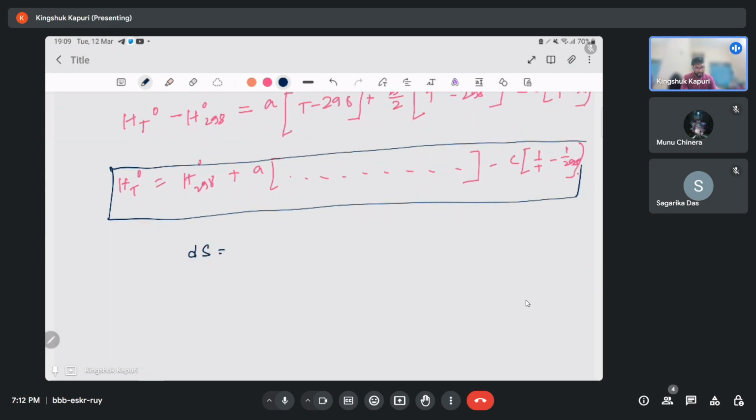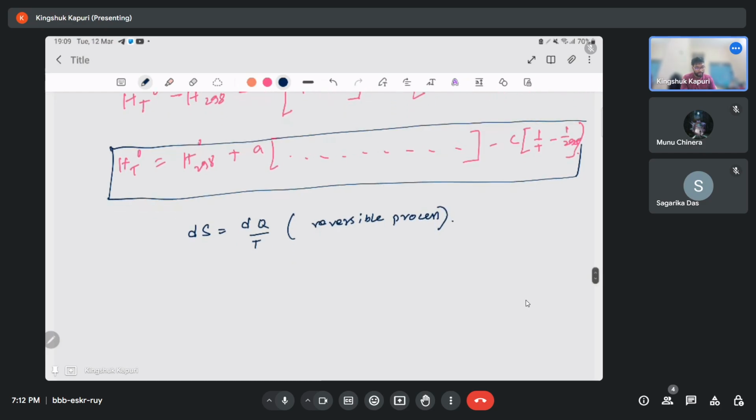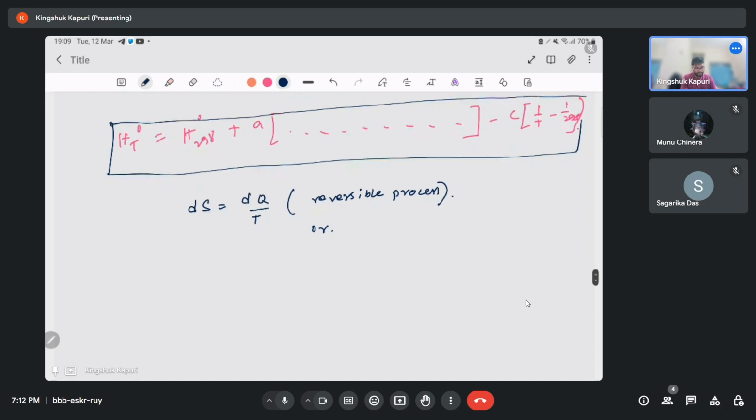Okay, so we know that dS equals dq by T for a reversible process, or dS equals dH by T, where dH equals Cp into dT. Can I write this?